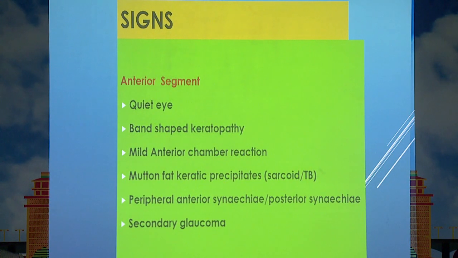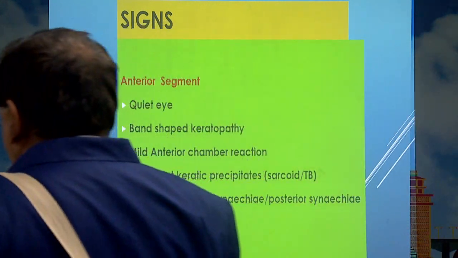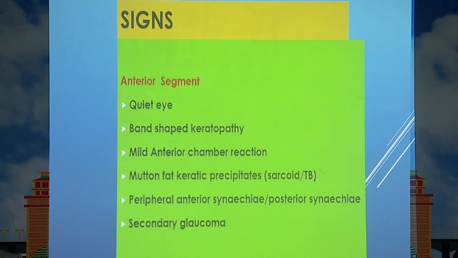In most situations, it's a quiet eye. In the later stages of the disease, the patient can develop band-shaped keratopathy. Most of the time there is a mild anterior chamber reaction, and when the etiology is sarcoid or TB, we can find mutton fat keratic precipitates on the endothelium. There can be peripheral anterior synechiae and occasionally posterior synechiae when the etiology is sarcoid or TB. Secondary glaucoma is one of the consequences of this disease.